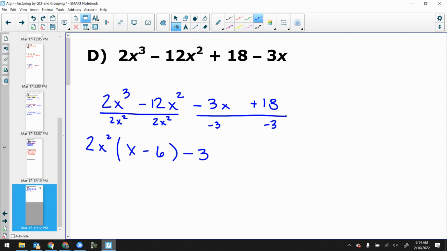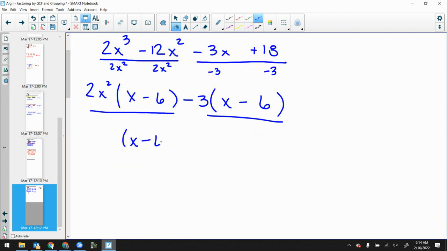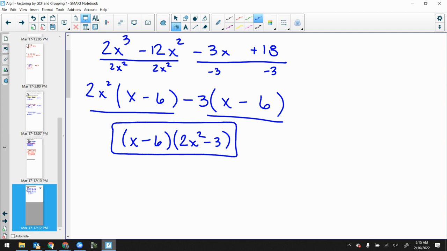Now watch what's going to happen. I'm dividing both of these pieces by a -3. Well, -3x divided by -3 just is a positive x. What's an 18 divided by -3? -6. You might have been tempted to say prime if you had not factored out the negative because it was a +6. Is this prime? No. I see the x minus 6 in both chunks, which means that's one of my factors. The other one of my factors is everything left over, the 2x squared and the -3. And there's my answer.